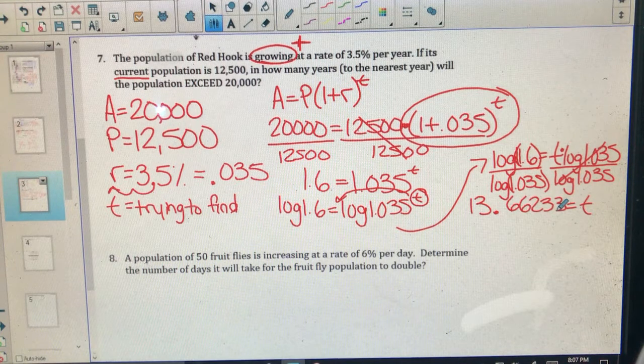Reminder, if you can't find the log button, it is right next to the 7. It says log. Your decimal also might be a little bit longer than mine. My calculator rounded it a little bit sooner. It's okay if it's a little bit longer.